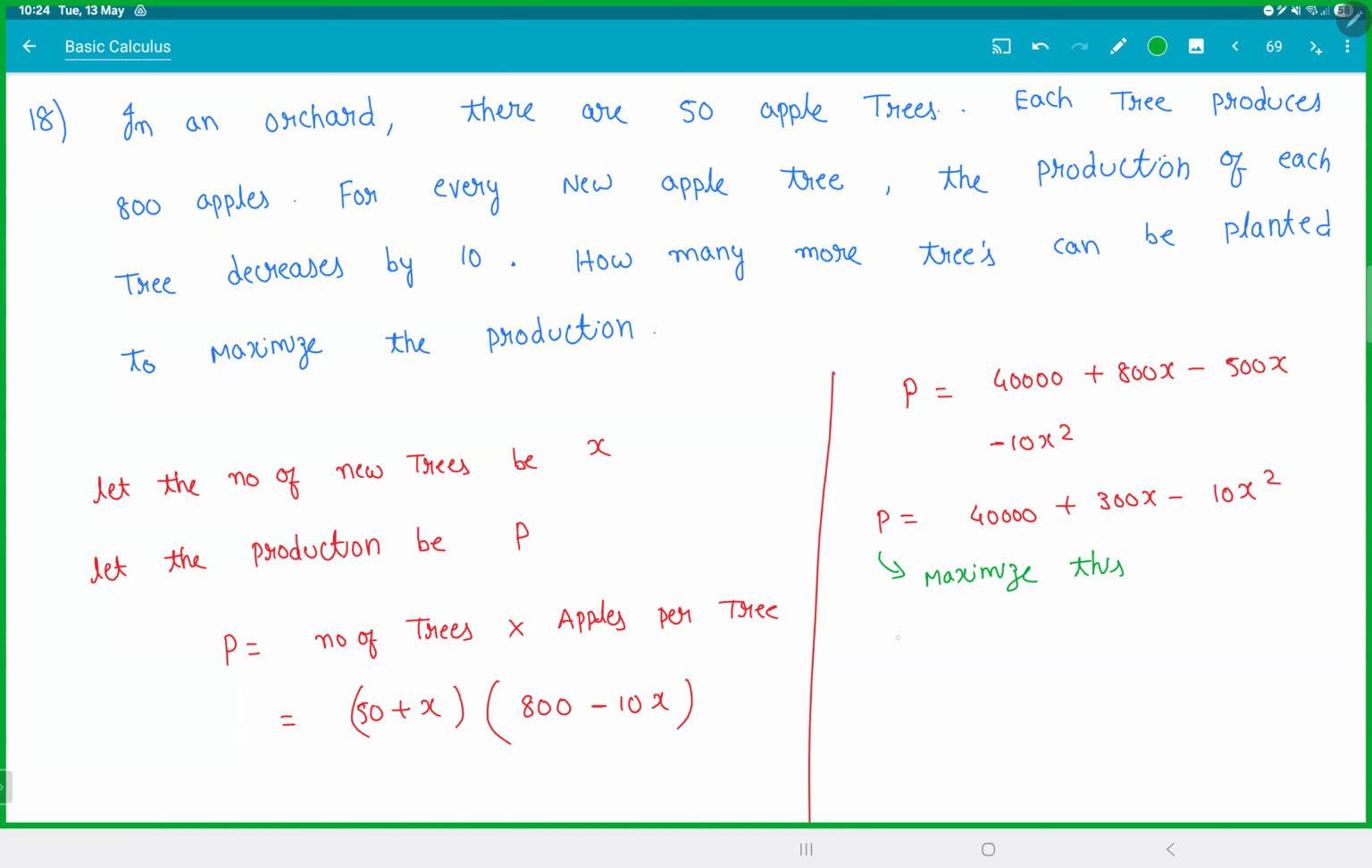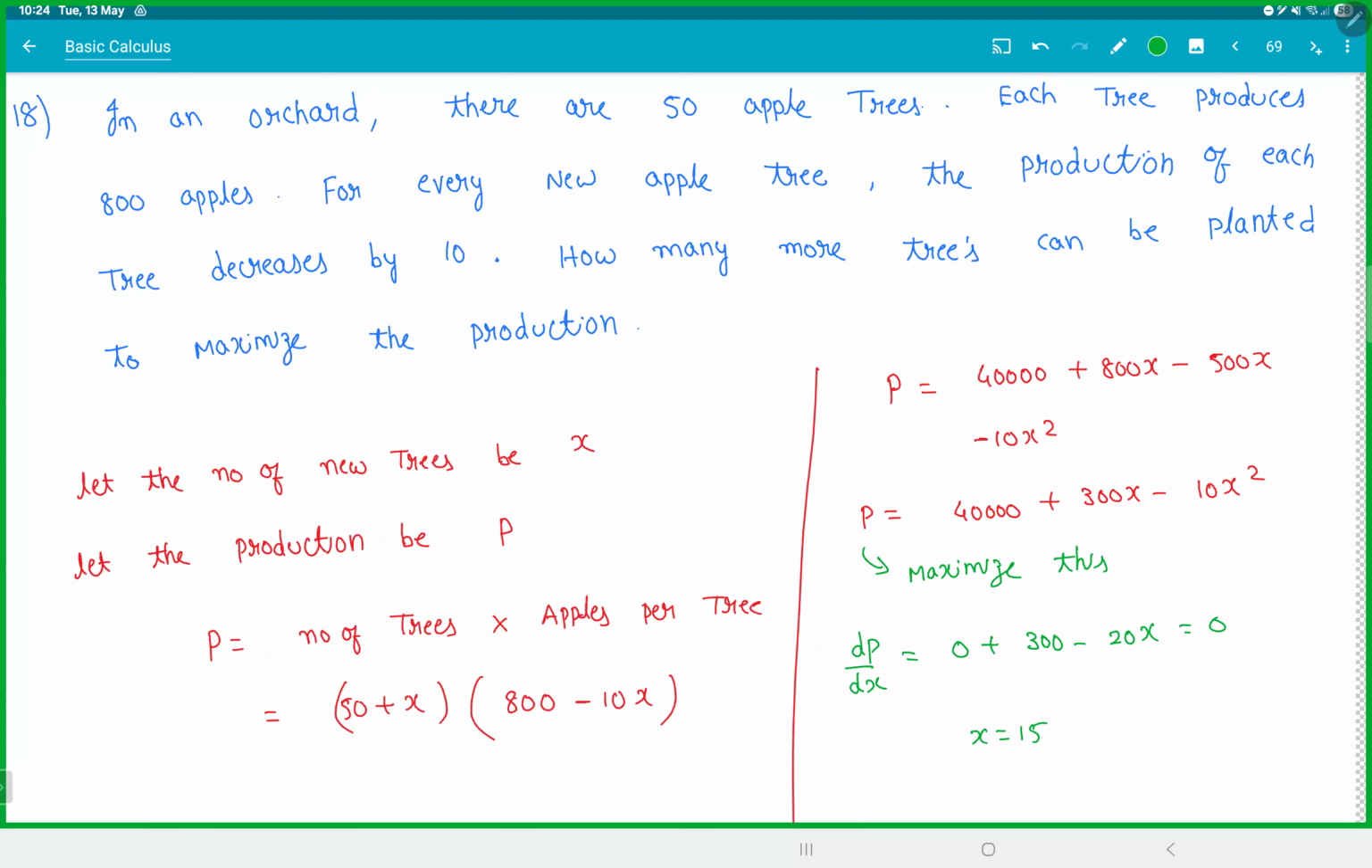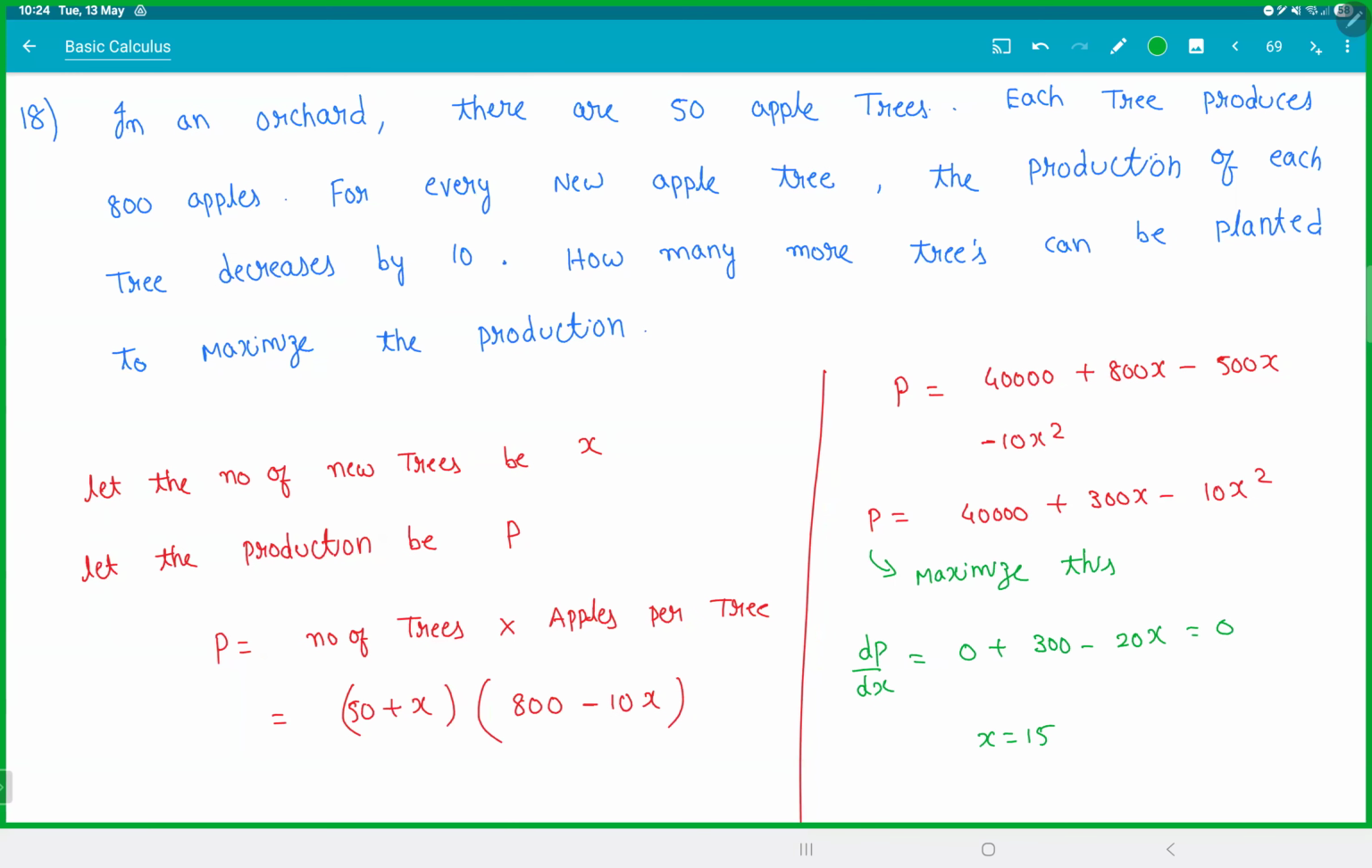So for maximum, what we do? First differential, dP by dX equal to 0. 300 minus 20X is equal to 0. We get X is equal to 15. If you want, you can check the second differential also. But since they're asking maximum and there's only one value, it is 15 only. Done. And what is the maximum production? So put X is equal to 15. You will get 65 into 650. So 42,250 apples. You can increase the production by 2,250 apples.